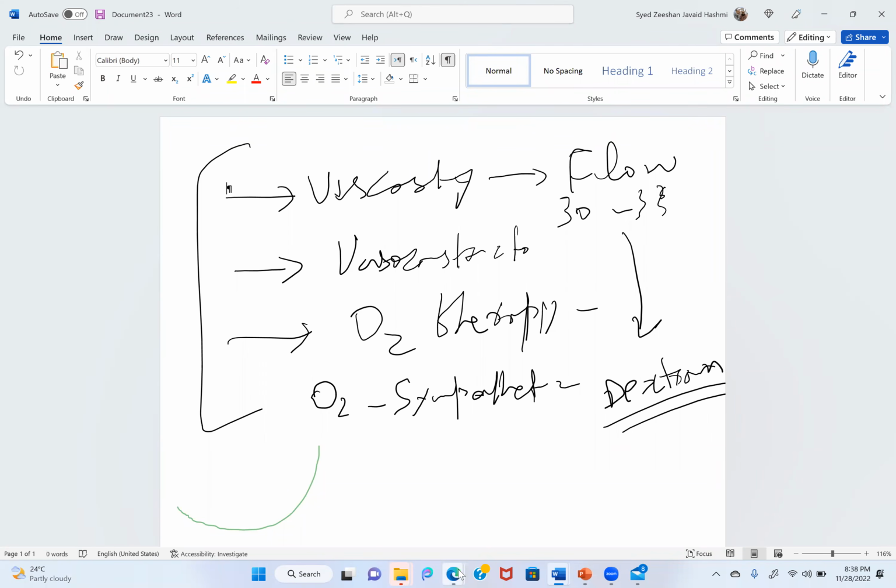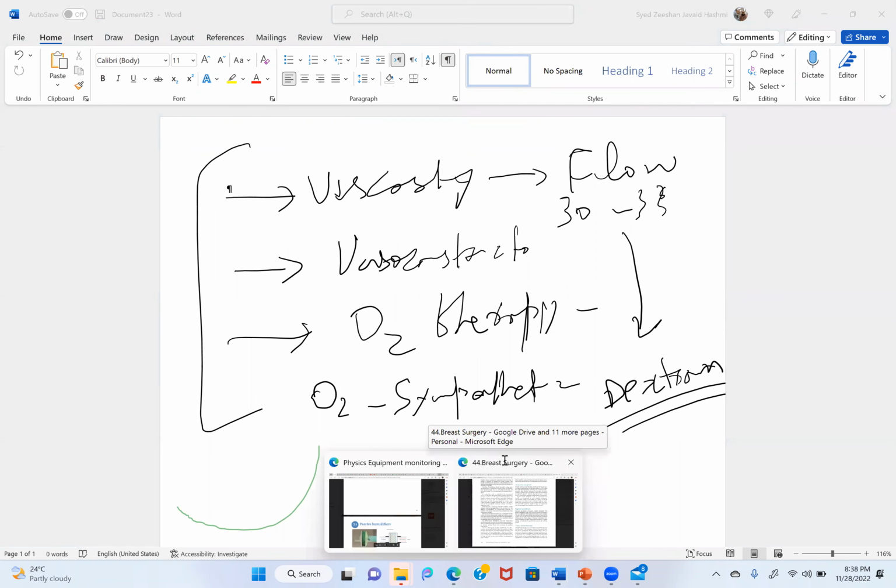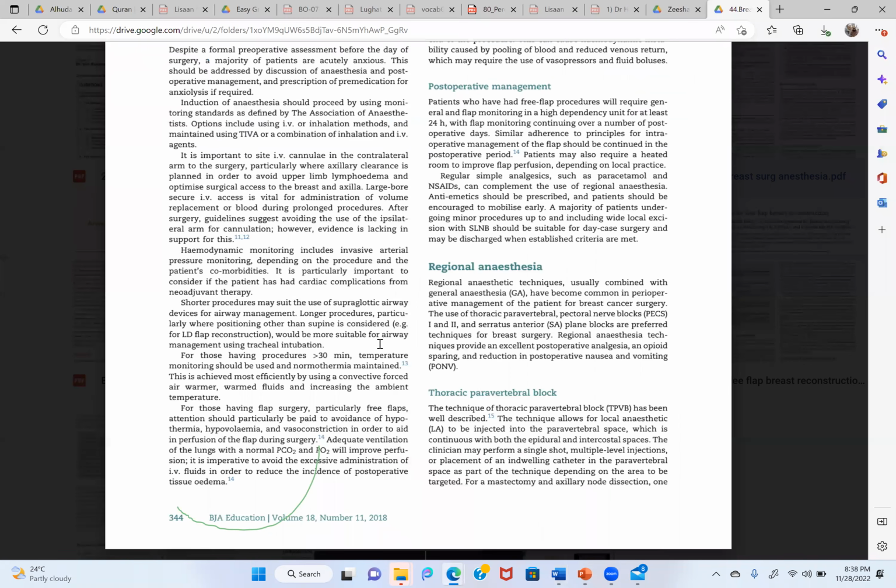Again, I'm repeating, these are common things, so whenever there is any flap, you should be thinking about these things. And of course, if it needs to be immobilized, because if the patient moves, all the efforts will be distorted. Also, temperature: you have to maintain normothermia. If there is hypothermia, there can be platelet problems with the flap. So normothermia you have to maintain.